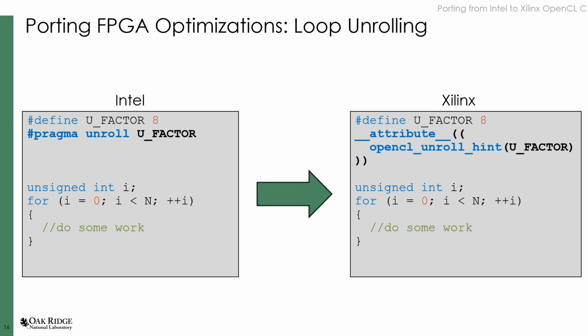Though the specifications are different, this optimization exists for both the Intel and Xilinx platforms, and the mapping between the two is straightforward. For the Intel implementation on the left, the user supplies a hint to the hardware compiler via a pragma that directs the hardware compiler to replicate the loop body, in this case, 8 times. Similarly, this is accomplished on the Xilinx side on the right through the use of attributes. This optimization would be classified as highly portable because the Intel to Xilinx mapping for this optimization has a 1-to-1 relationship.